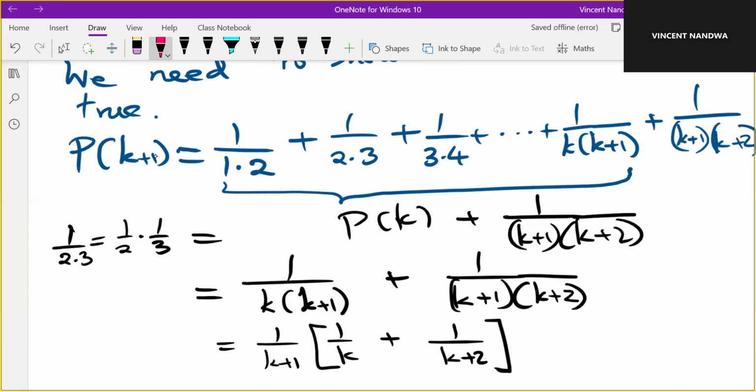We are finding the value of p of k plus 1. Now remember, when you write p of k plus 1, you sum up to the k plus 1 term.